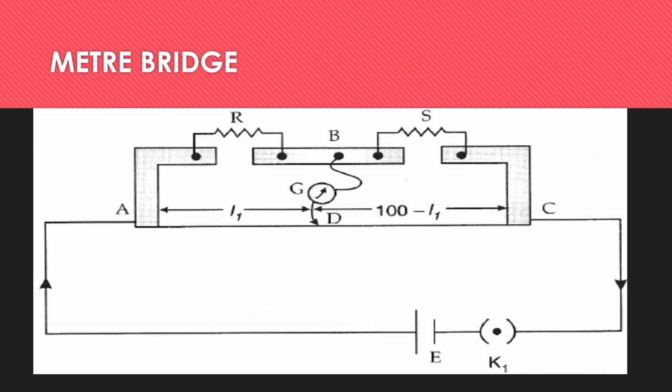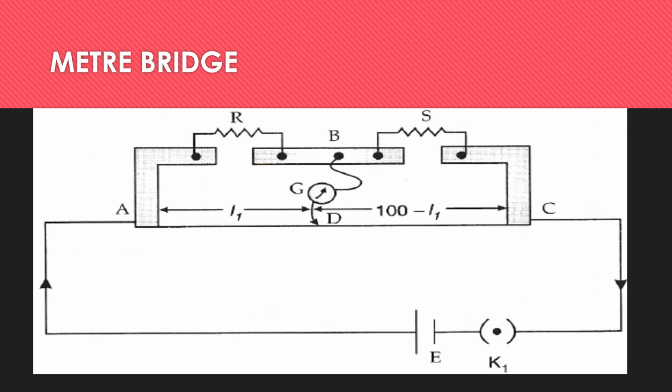Now, let us talk about the Metre bridge. Metre bridge is a form of a Wheatstone bridge. It consists of a uniform resistance wire, which is 1 meter long, and it is connected to thick copper strips. The one on the left-hand side is shaped like an inverted letter L, and also on the right-hand side there are copper strips. And in the middle, there is one which is horizontal, where there is point B.